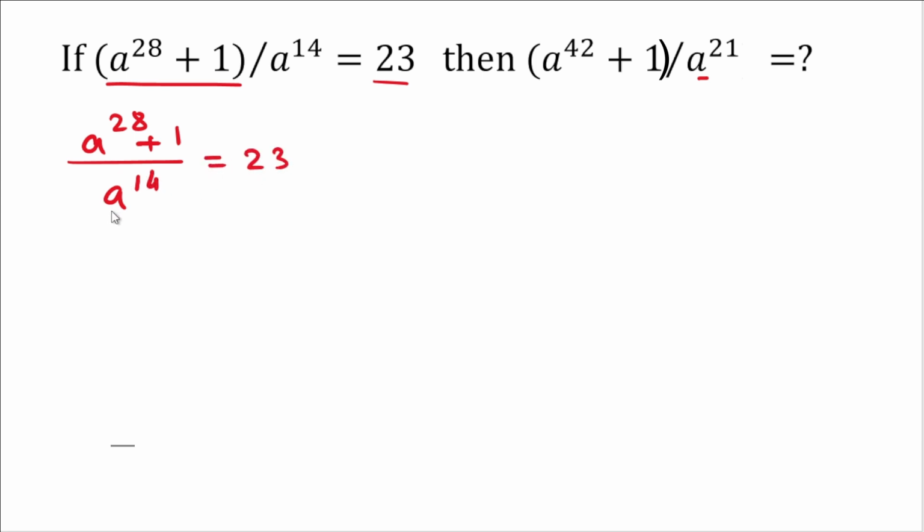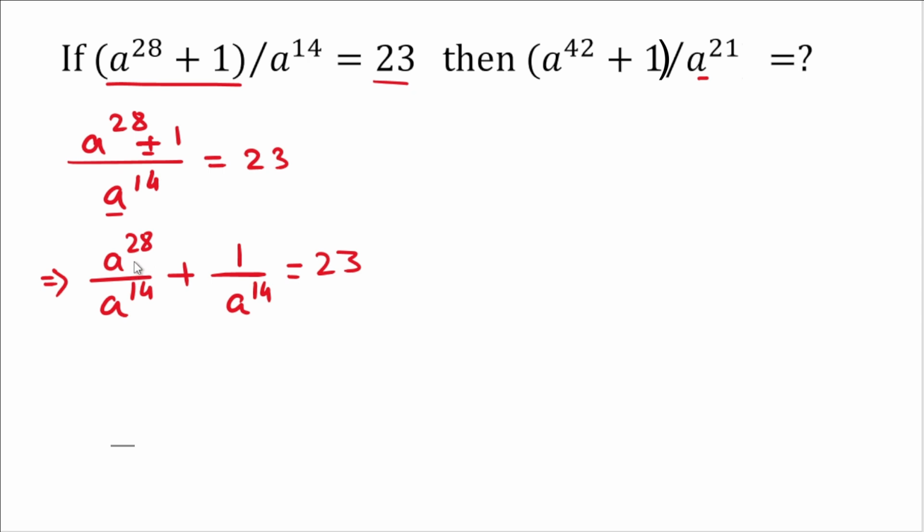Now we'll divide a^14 into both the terms, so we can write this term as a^28 divided by a^14, plus, since the sign is plus, we write plus. And the next term will be 1 divided by a^14, and the value is 23.